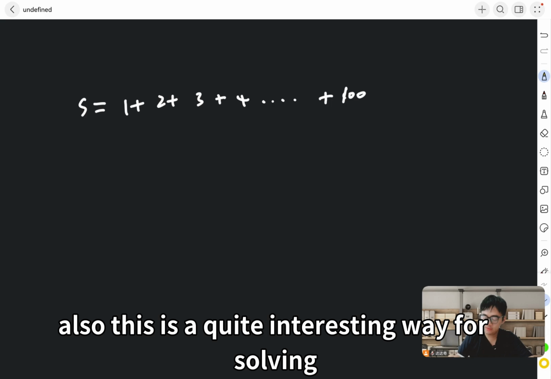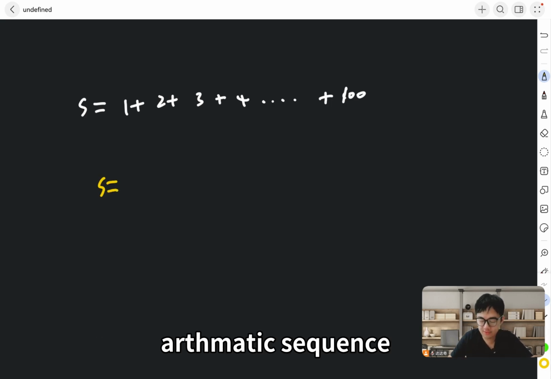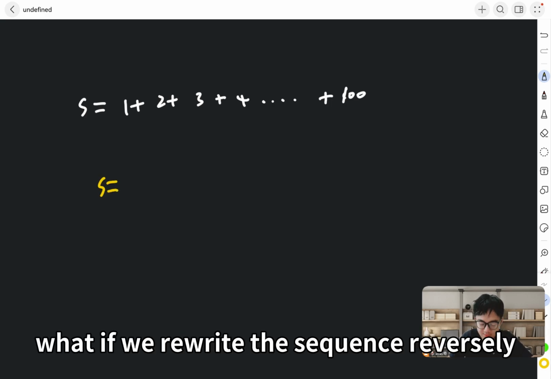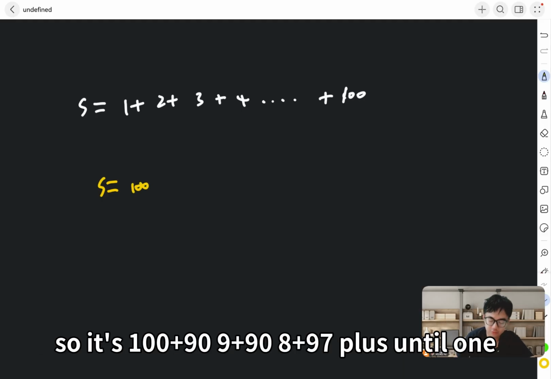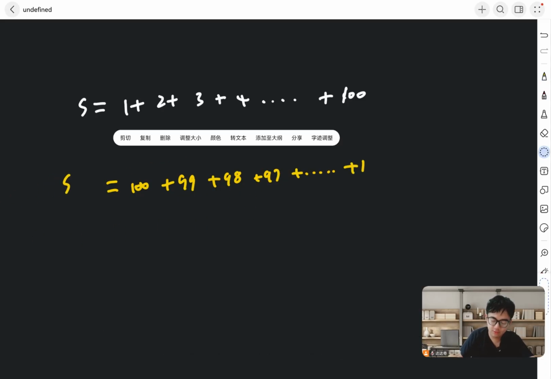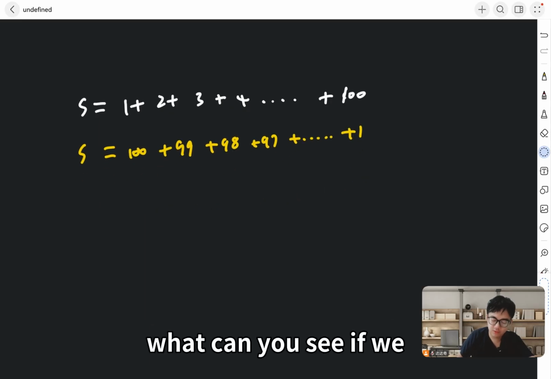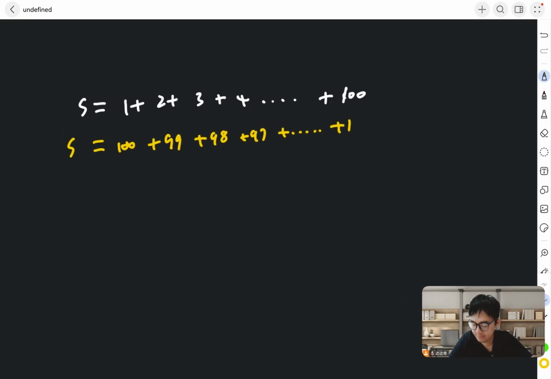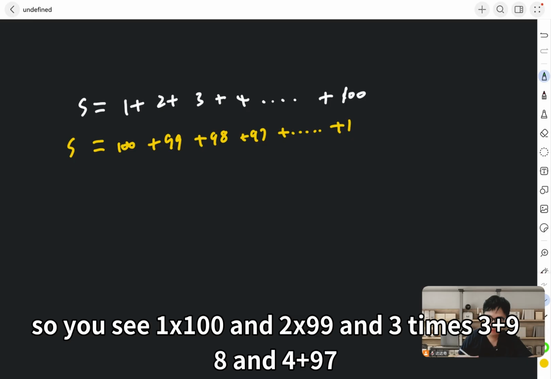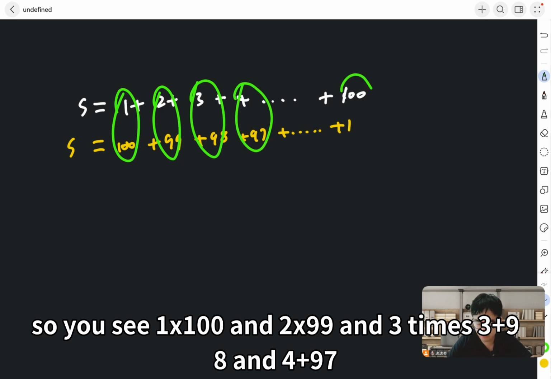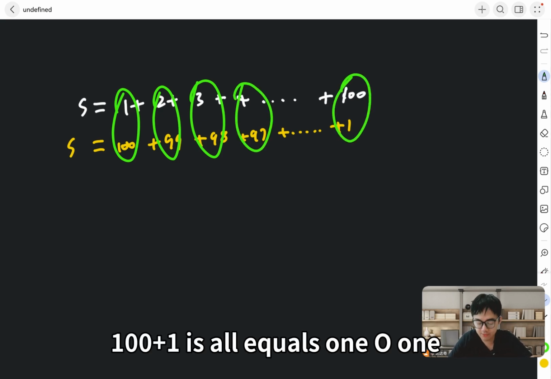Well, this is quite an interesting way of solving an arithmetic sequence. What if we rewrite the sequence in reverse? So it's 100 plus 99 plus 98 plus 97 plus until 1. So what can you see if we put them together? You see 1 plus 100 and 2 plus 99 and 3 plus 98 and 4 plus 97, and for the last set 100 plus 1, it all equals 101.